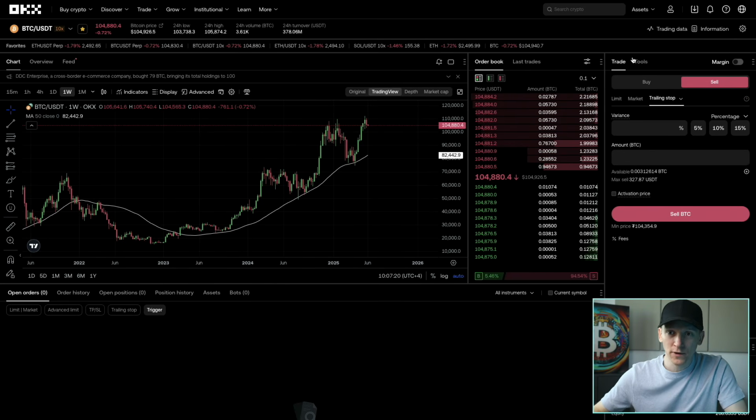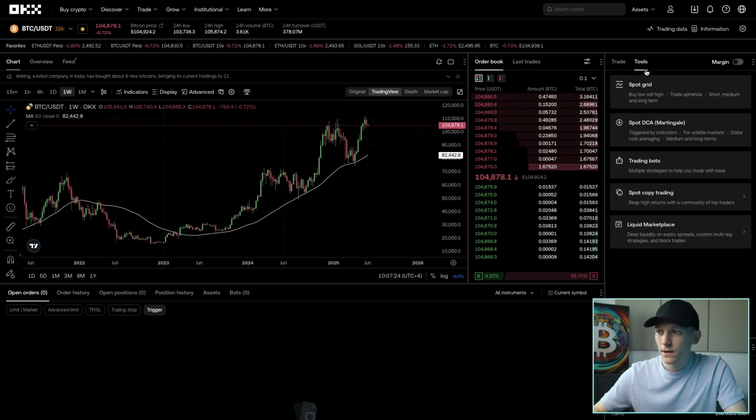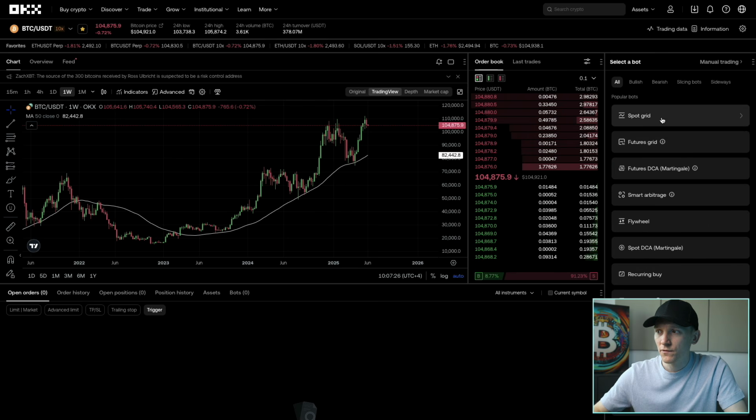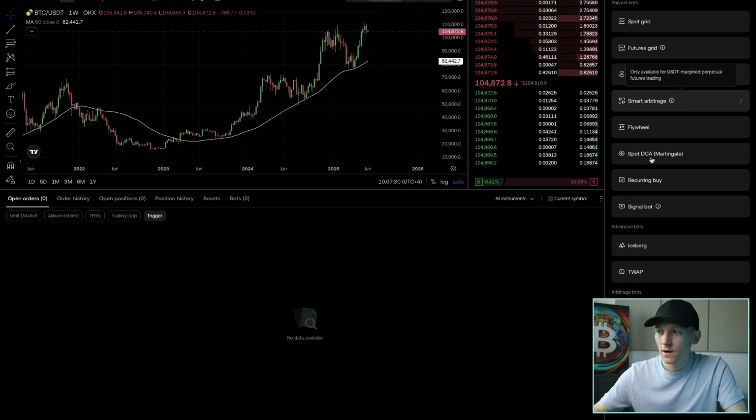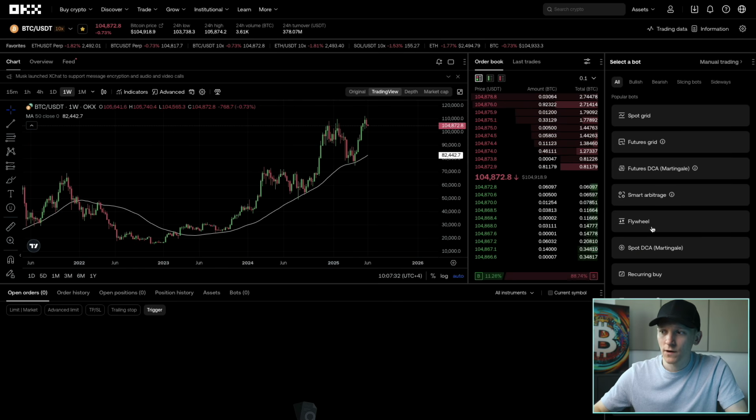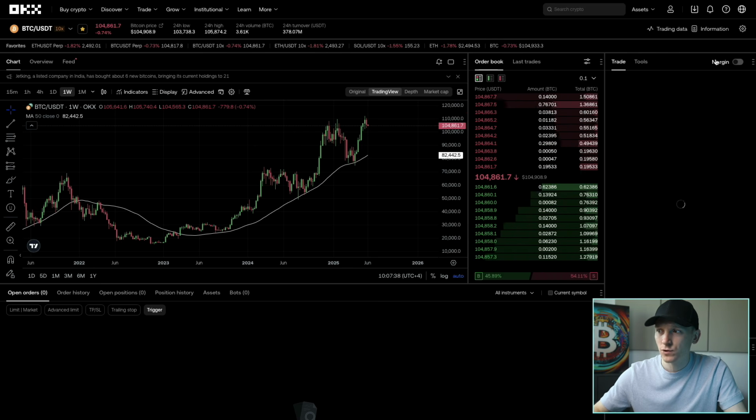OKX also have many different trading bots that you can use to automate different strategies, and these are definitely going to help you out. If you go to tools here and then go to trading bots, you can see all of them here. You have spot grids, different smart arbitrage strategies, iceberg and TWAPs. I've got videos specifically for all of those, so I'll leave them down in the description below if you want to figure out exactly how to use them, or you can go back to manual trading to do it yourself here as well.